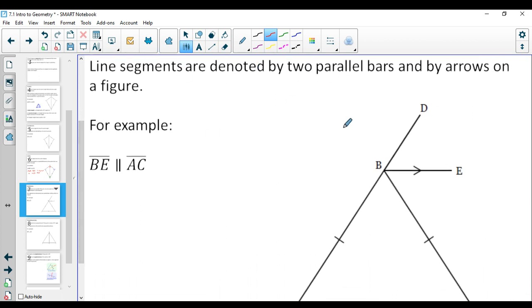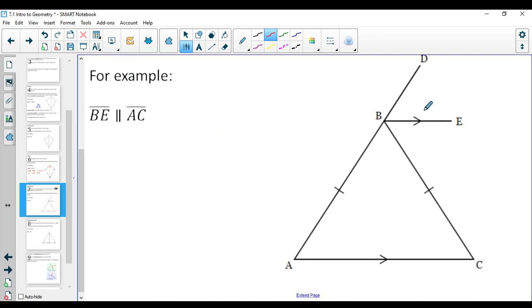And to denote parallel line segments on the picture, we do it by arrows on the figure. So notice how there's an arrow here and an arrow here. That's saying that this BE segment is parallel to AC, and it looks like they are.